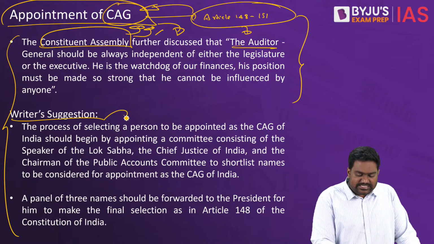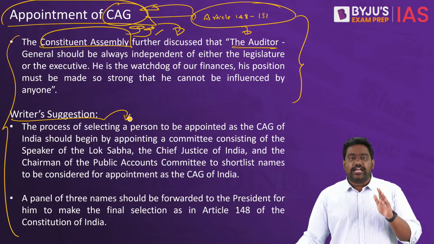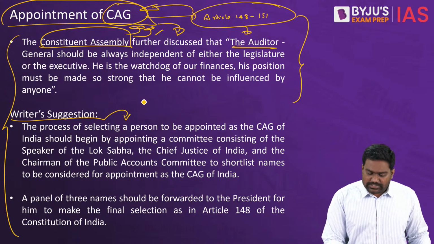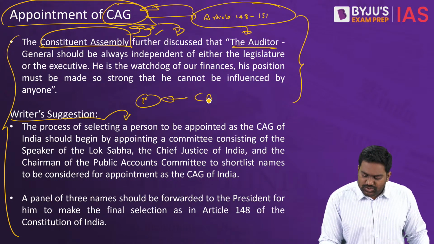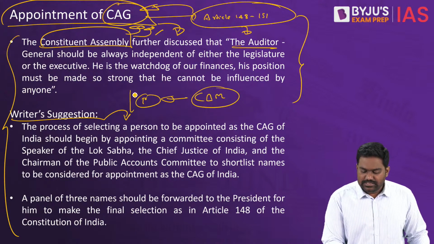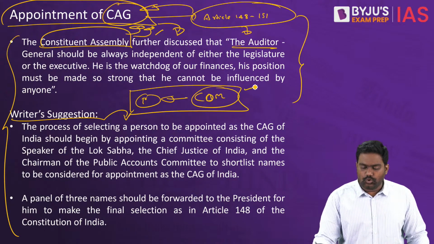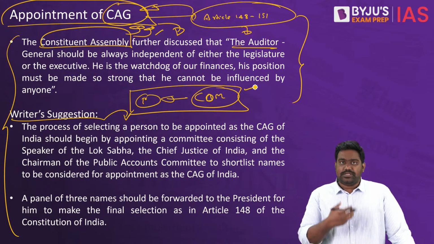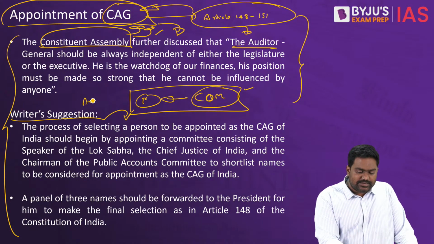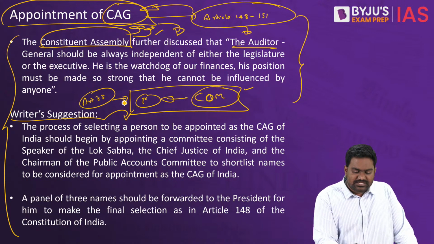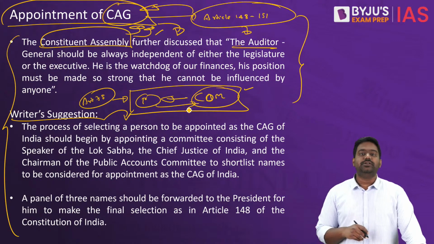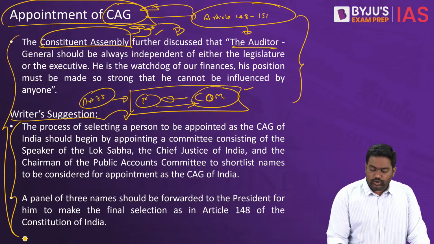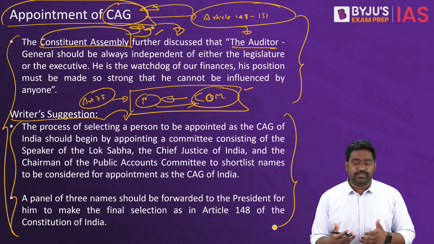That is why the writer is suggesting that the appointment process of the CAG should be changed. As of now, the CAG is appointed by the President based on the recommendations of the Council of Ministers. Essentially, the government has greater control, almost complete control, over the appointment of the CAG. The President is bound to appoint because of Article 75, which binds the President to the aid and advice of the Council of Ministers.